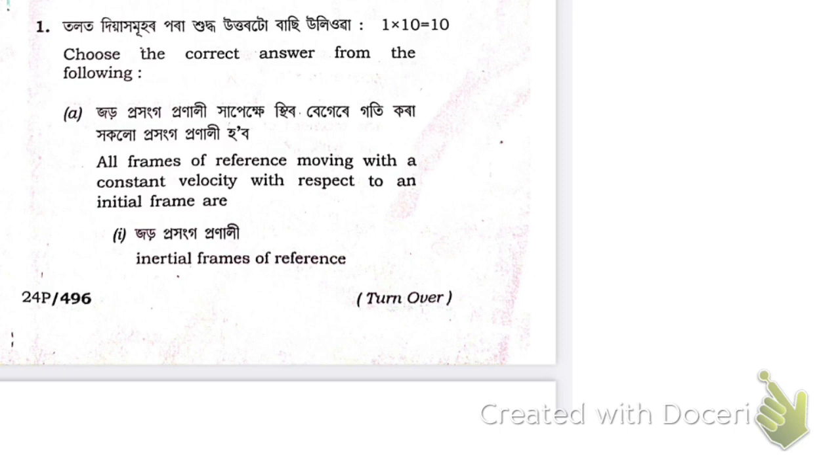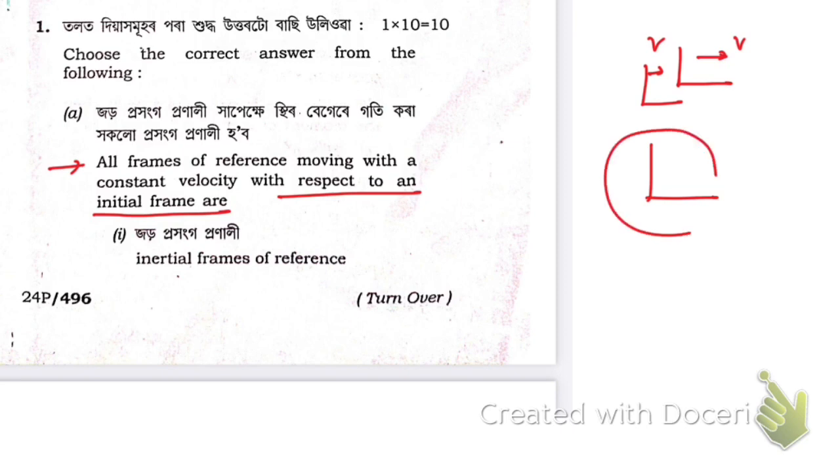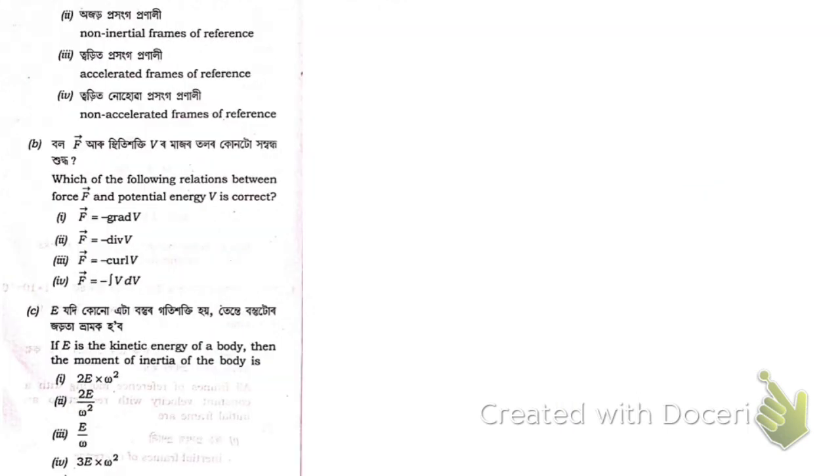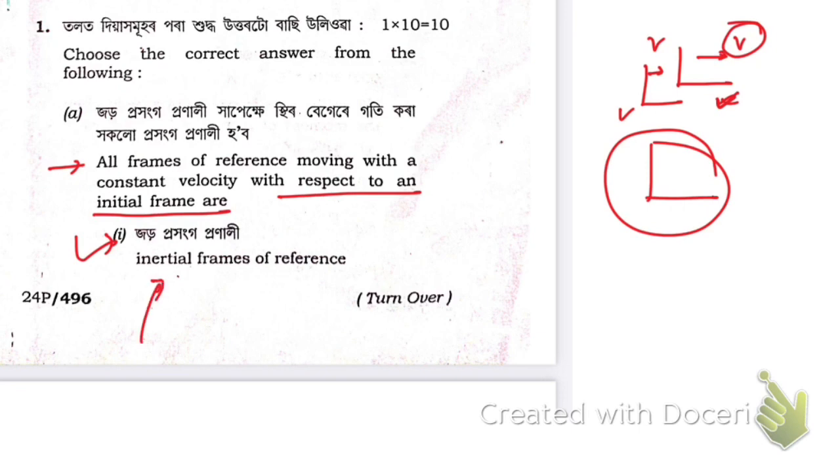So here is the first question. All frames of reference moving with constant velocity with respect to an inertial frame. Suppose this is an inertial frame, and we have more frames moving with constant velocities with respect to this frame. Then these are also inertial frames of reference. The first option is correct, so the answer is option 1. Now let's move on to the next question.